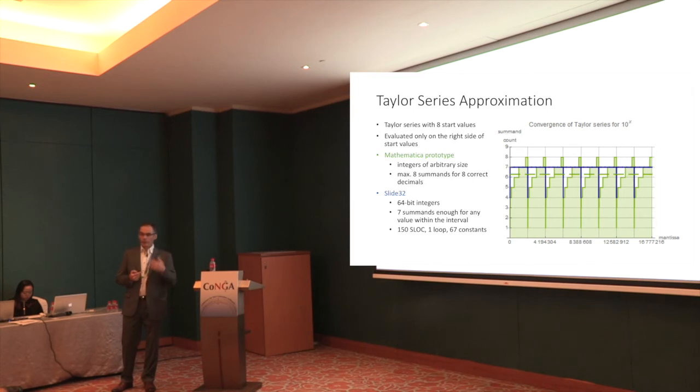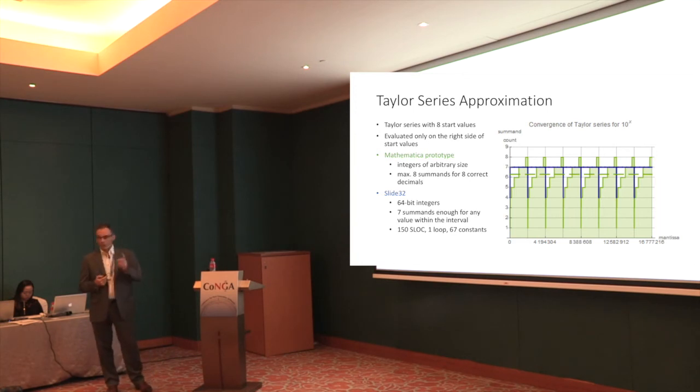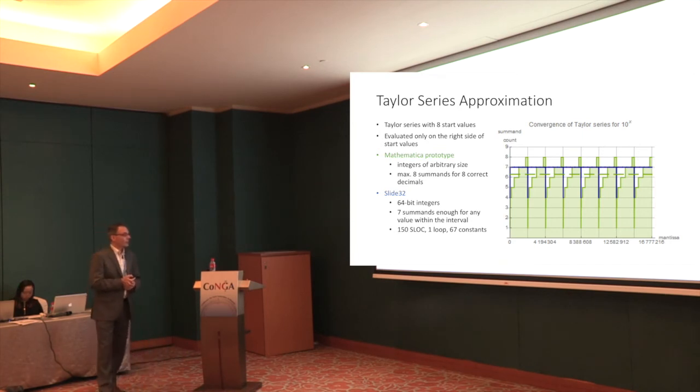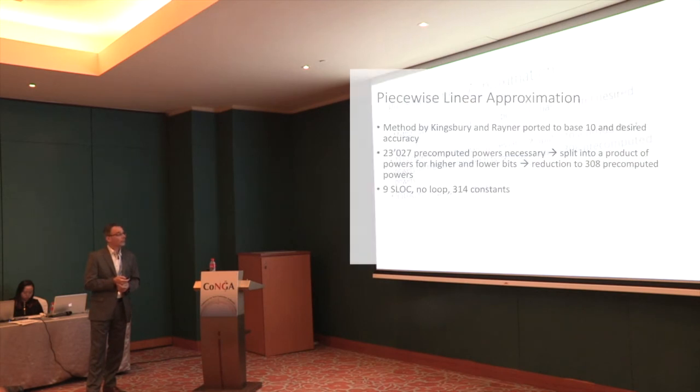So when I give out a value, I do not want to round to a value which is outside of the interval. Normally that is only one single value for 8 decimals. Sometimes there are a few that are available. So it's a little bit looser. That's why it's possible to achieve that with 7 summands. The implementation takes about 150 lines of code with one loop and 67 lookup values.